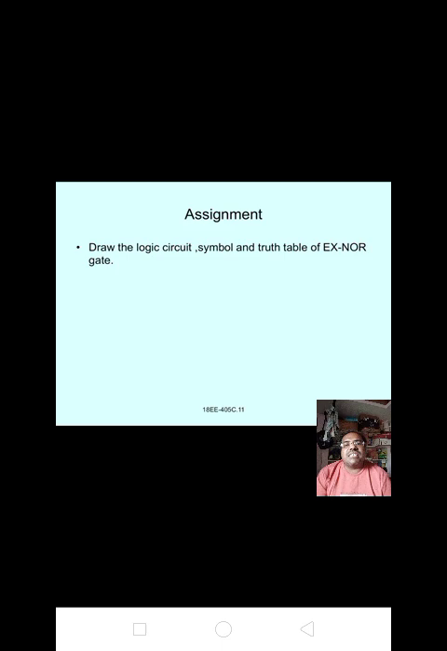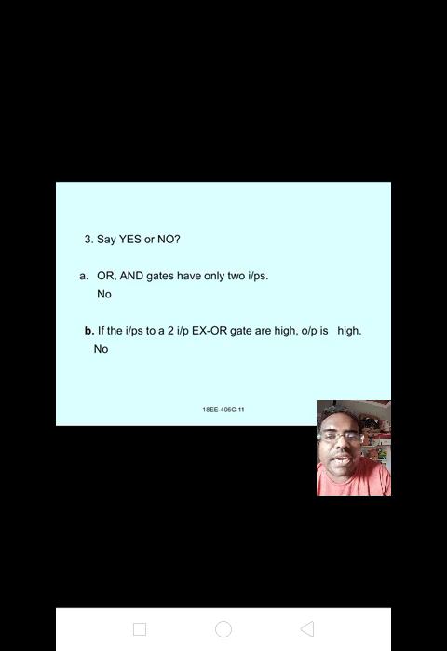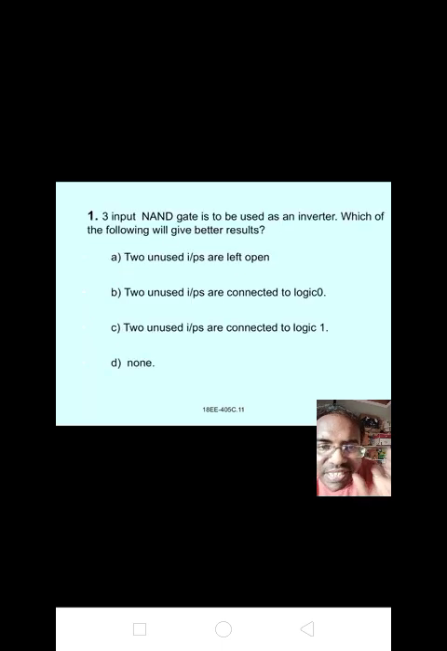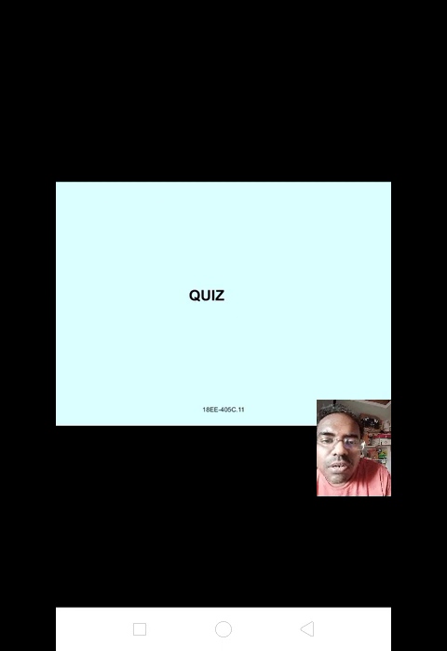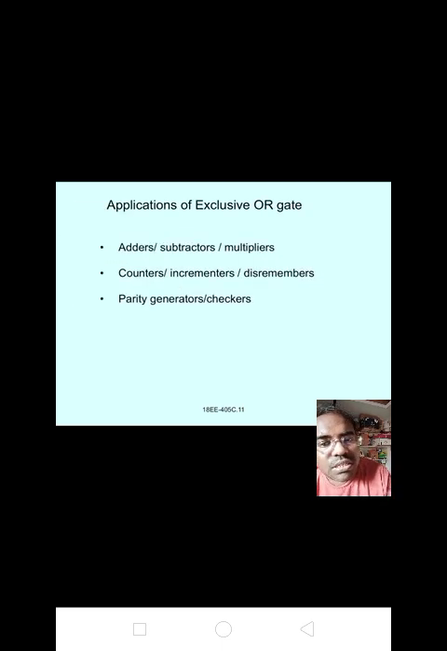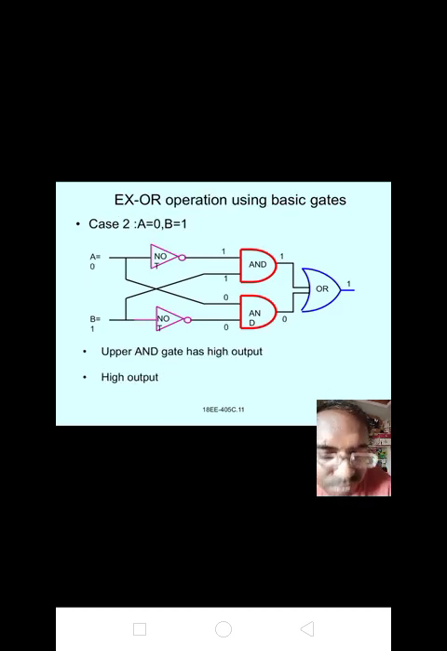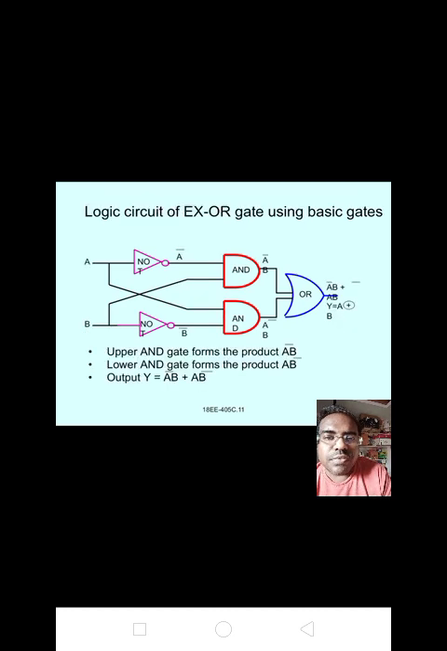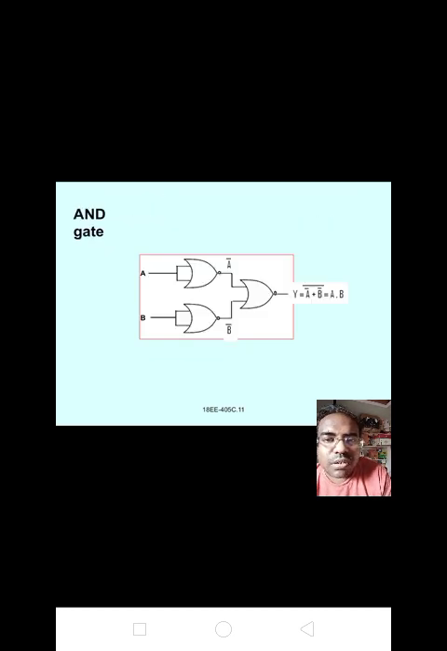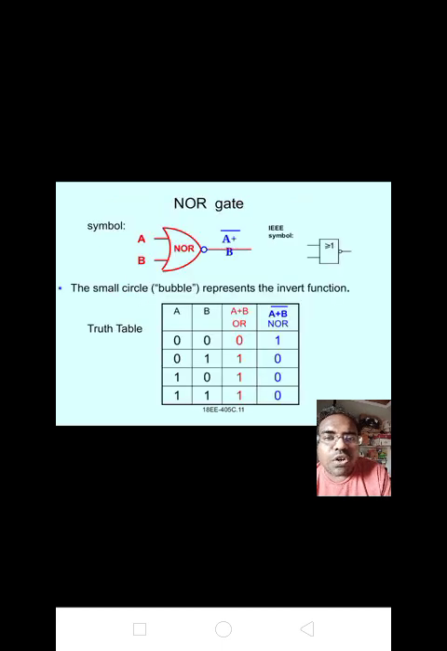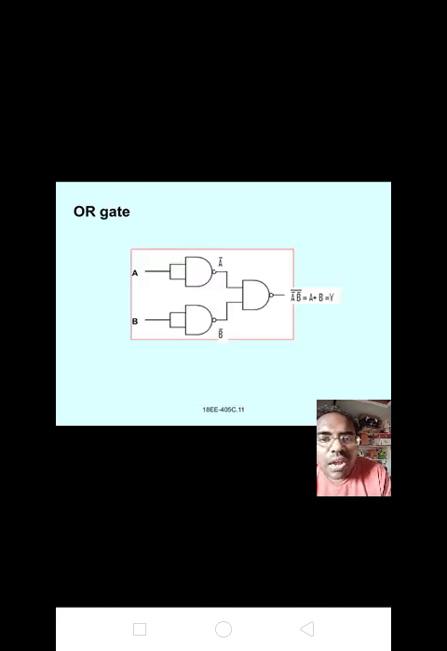Next, assignment: draw the logic circuit symbol and truth table for the XNOR gate. In this, the most important one is realization of AND, OR and NOT gates using NAND gates and NOR gates only. Symbolic representations of the NAND gate and NOR gate are most important. The symbols, truth tables and IEEE symbols for the NAND gate and NOR gate are also most important.